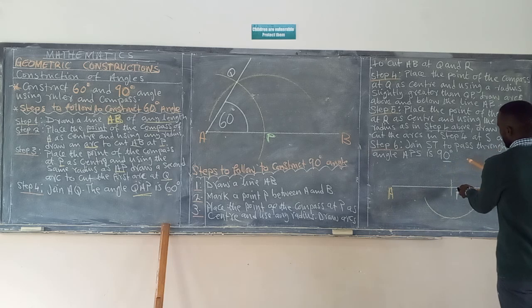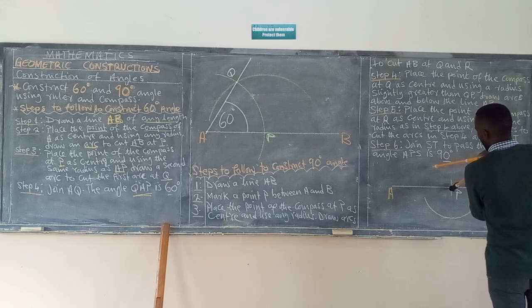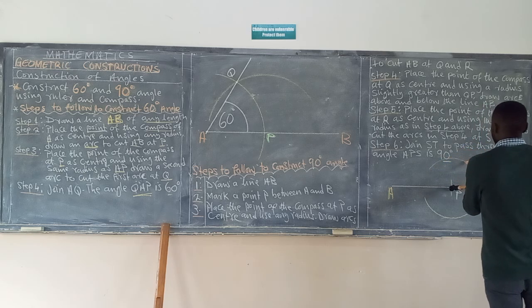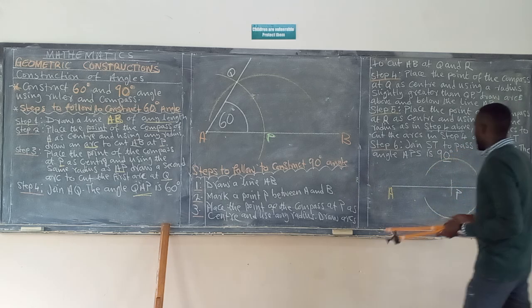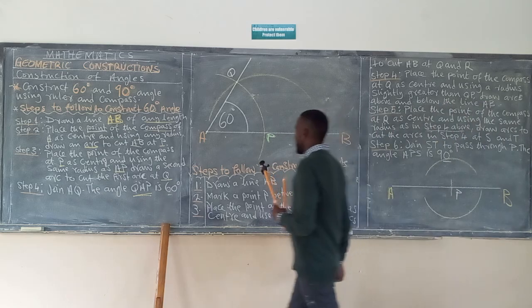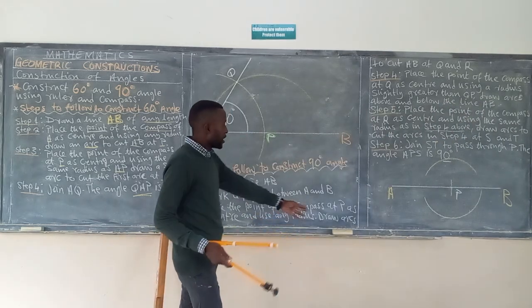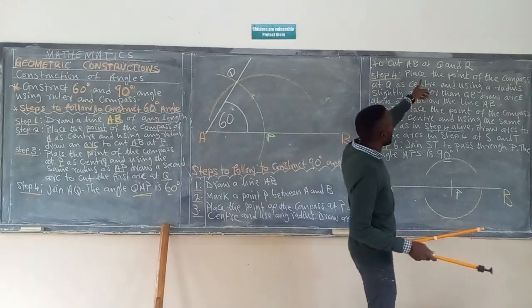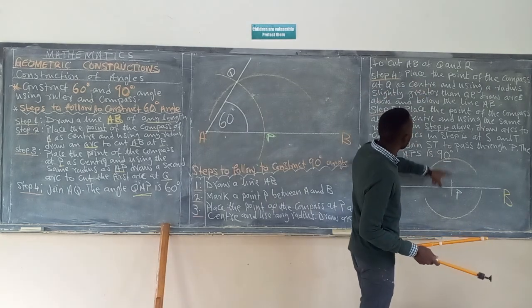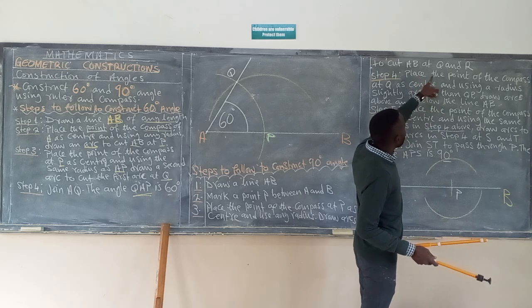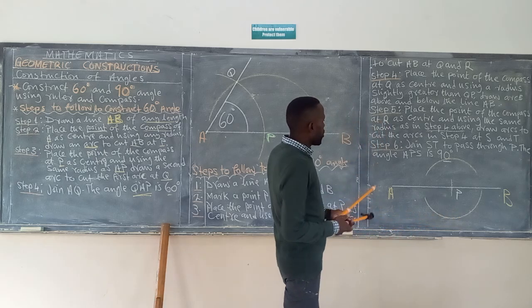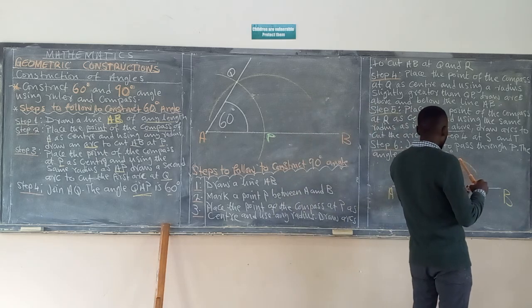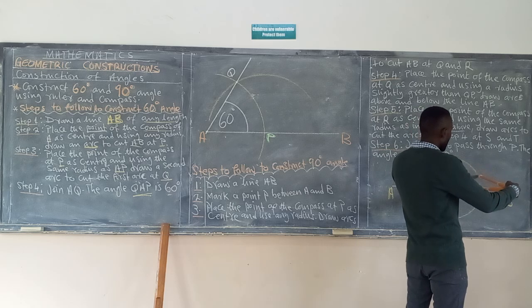Again, on this side, you do the same. You put your compass there. You draw another arc there, like that. You draw an arc up and down of line AB, which of course is what they are saying. Draw arcs to cut AB at Q and R. So once we draw this arc, it will cut the line at Q and R.